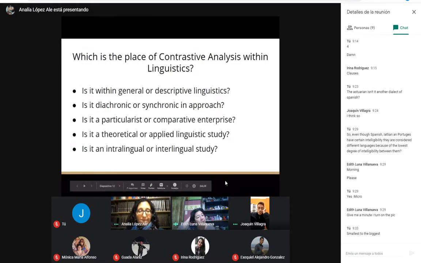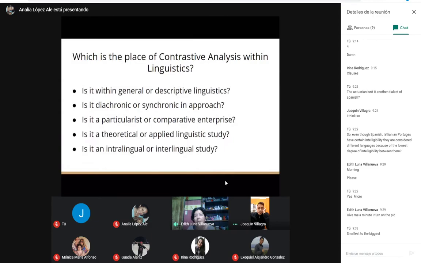That is why the first three questions have to do with the dimensions of language study. Remember that these dimensions would tell you what the linguistic study we are carrying out is like. I mean, the characteristics: whether it is general or descriptive, specific or particularist, diachronic or synchronic, in isolation or comparative, theoretical or applied. Well, we already know it is applied.